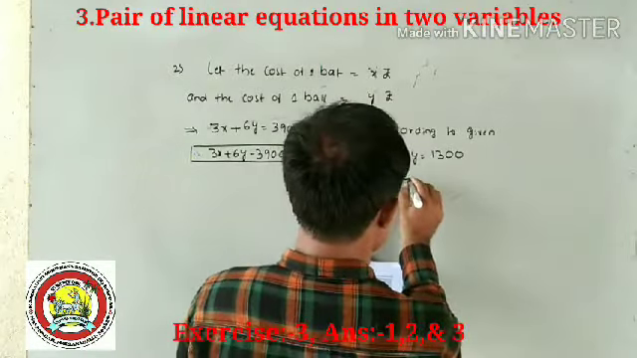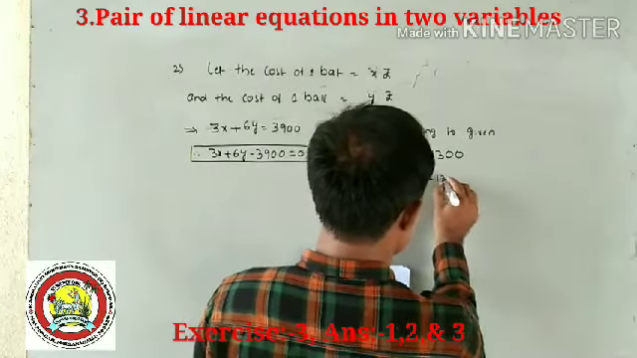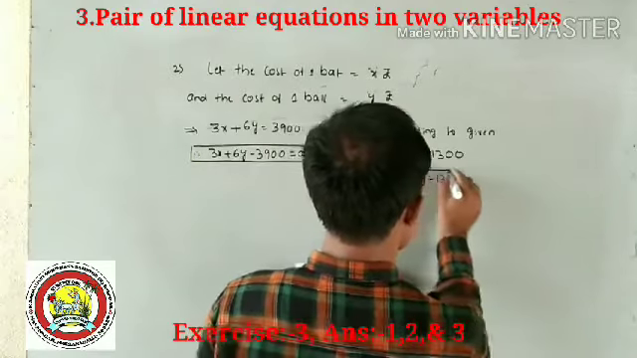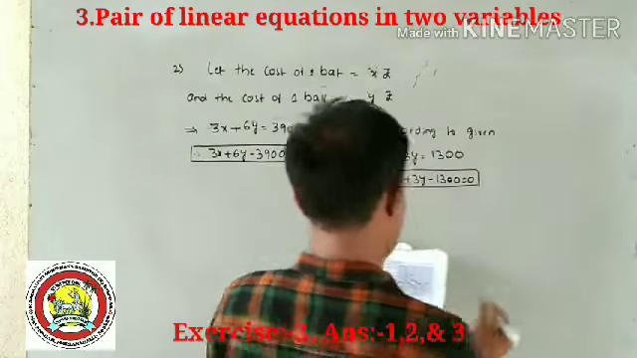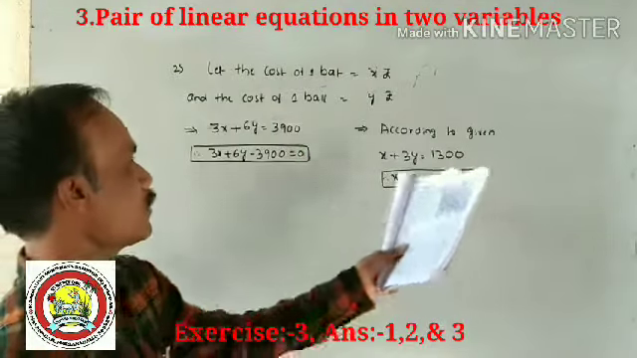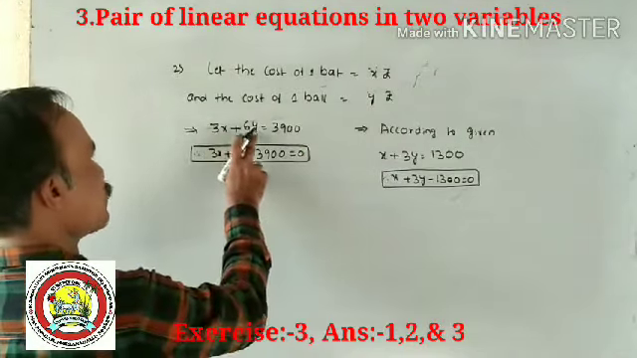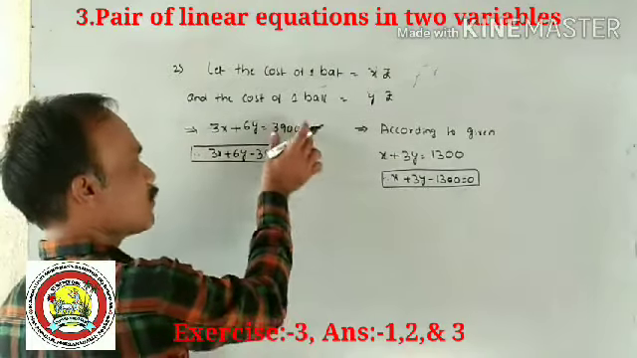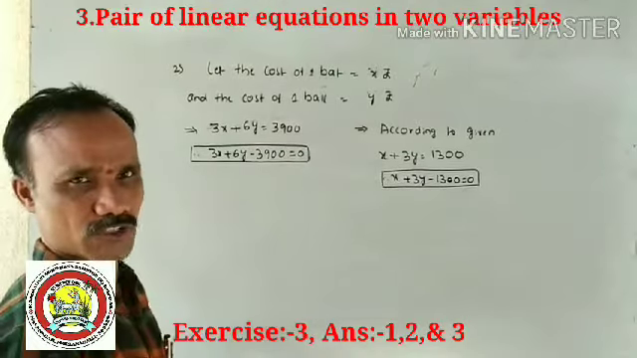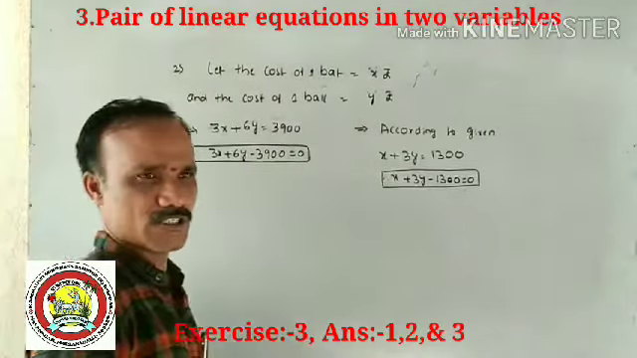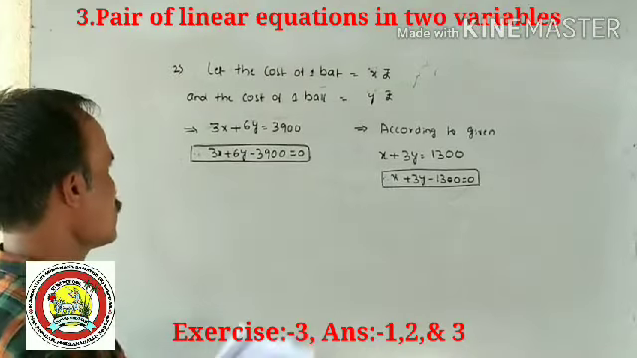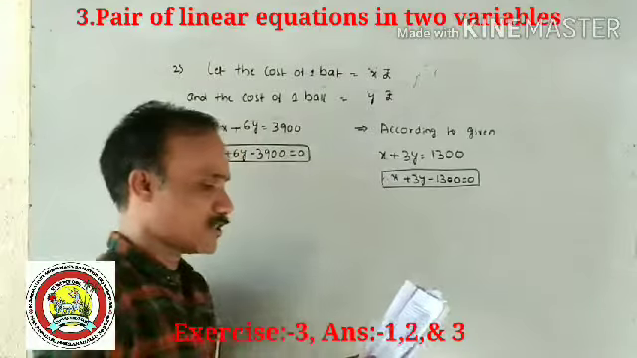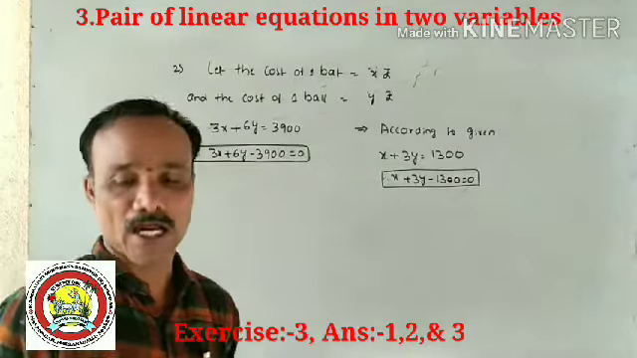1,300. Therefore, x plus 3y minus 1,300 is equal to 0. This is another equation. Or x plus 3y is equal to 1,300. Here also 3x plus 6y is equal to 3,900, or you can take the constant term towards the left side, no problem. It is not a big problem. So this is about the second question. First equation 3x plus 6y is equal to 3,900, and second one x plus 3y is equal to 1,300.